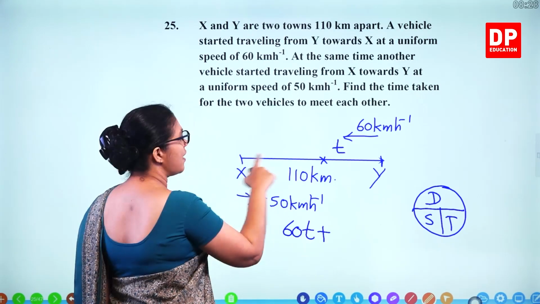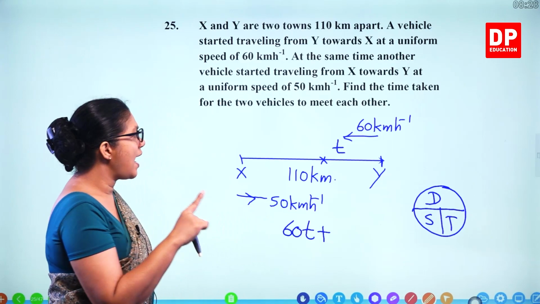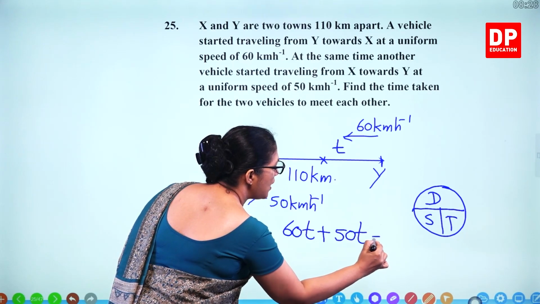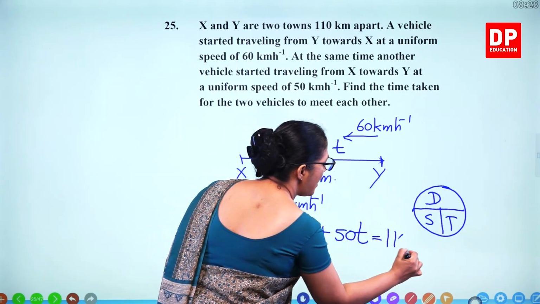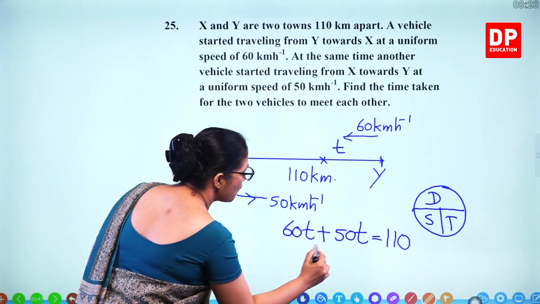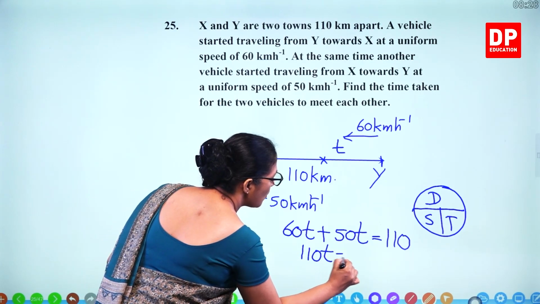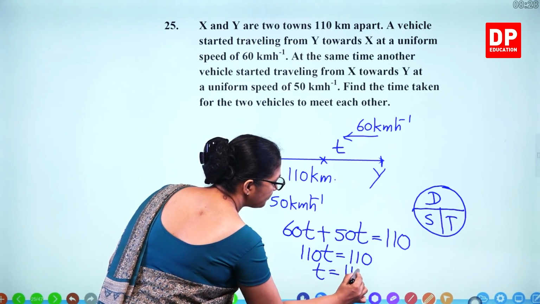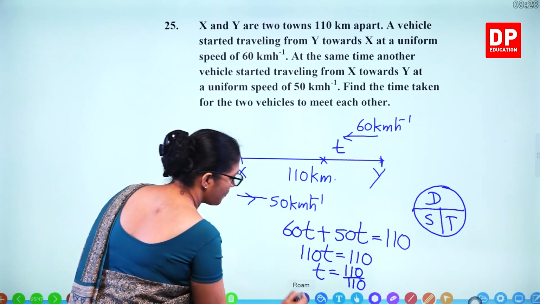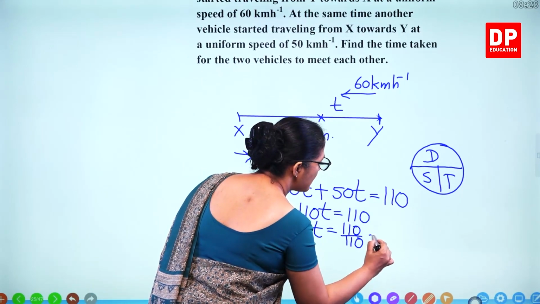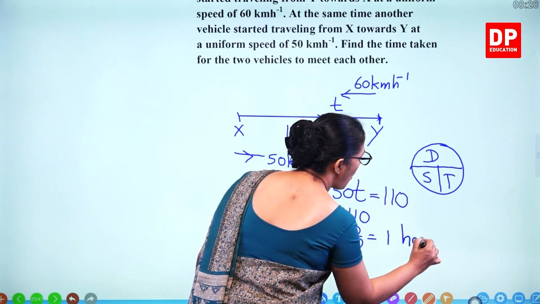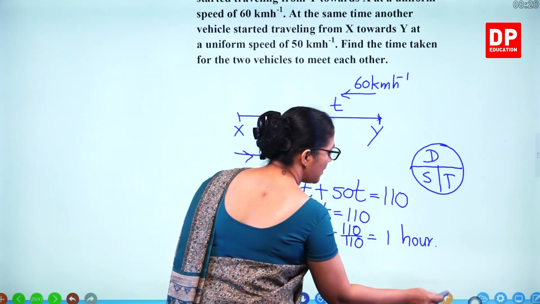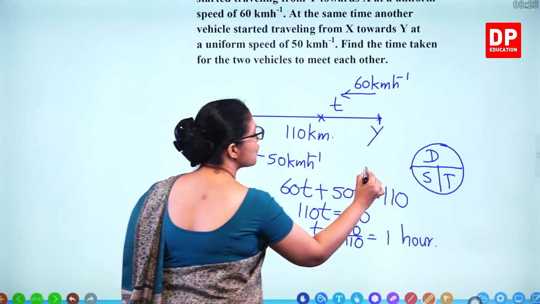And what about this one? 50 kilometers per hour, and within t hours, it travels 50t. But we know the total distance is 110. So 60 plus 50, 110t equals 110. Divide by 110, you get t equals 1. So that means 1 hour. After 1 hour, they meet each other. So that's the answer. You get 2 marks for that.